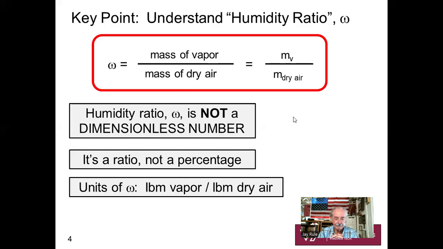Now, recognize that humidity ratio omega is not a dimensionless number. In the numerator is pounds mass of vapor. In the denominator is pounds mass of dry air. So those are two different substances. And so please do recognize that omega, humidity ratio, is a ratio. It is not a percentage. In other words, it's not dimensionless. And so the units are pounds mass per pound mass, except it's pound mass of vapor divided by pound mass of dry air, or in SI, kilograms of vapor per kilogram of dry air.